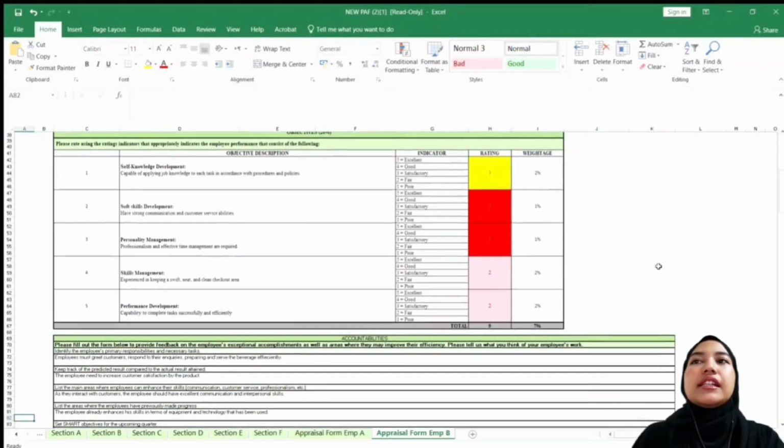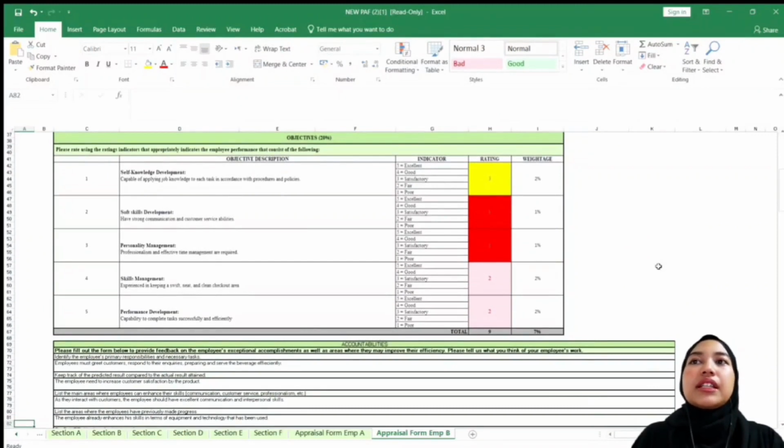First, as we can see here, his self-knowledge development was satisfactory because he knows what he is doing and he knows how his job is. Next, his soft skill development and personality management are poor because he doesn't have enough skill to give customer service at the store. For his skills management and performance development, he is given fair because he can do his job and he has development but very little. So he is given a fair mark.